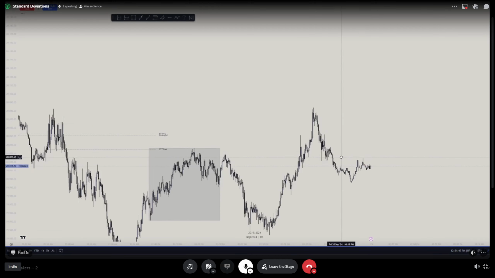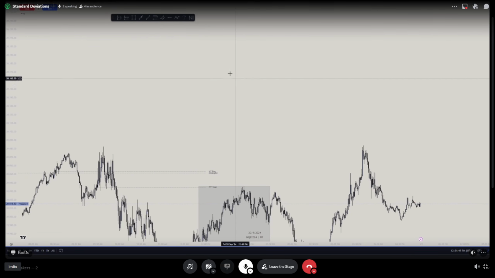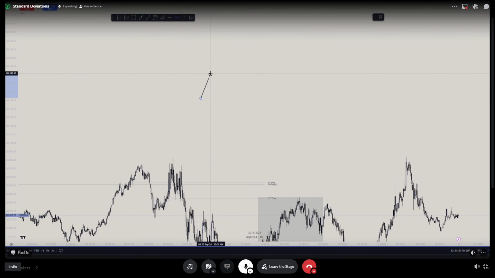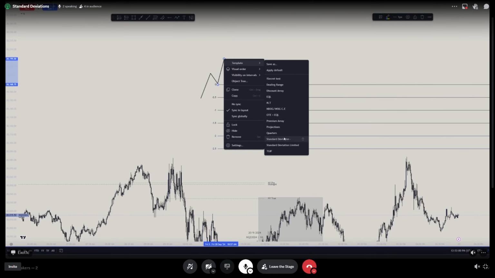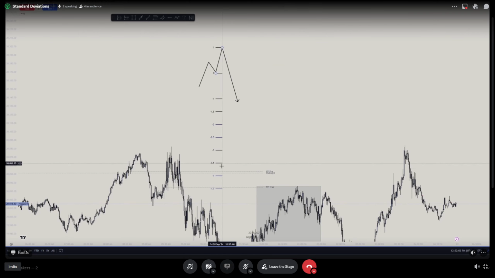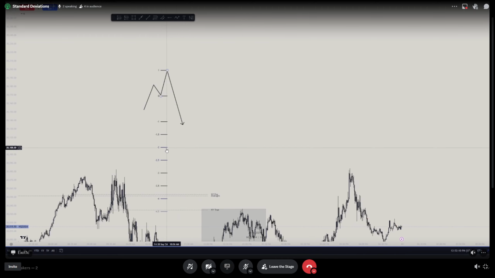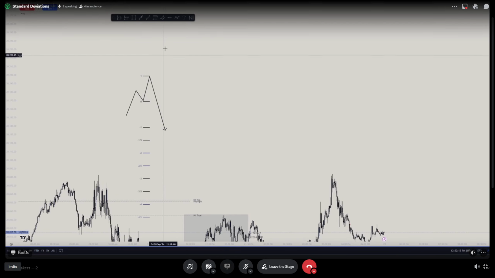Okay, standard deviations. Now, there are a couple ways we can do it. You have your classic breaker block standard deviations, where you'll take it from the breaker here and take it down to here. I'll explain the levels a little bit later, and we'll go over live examples later on. But this is your first standard deviation that you can draw.